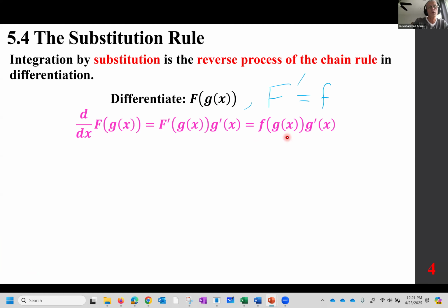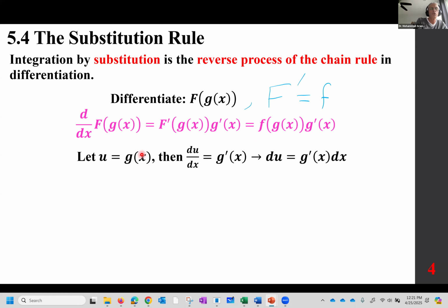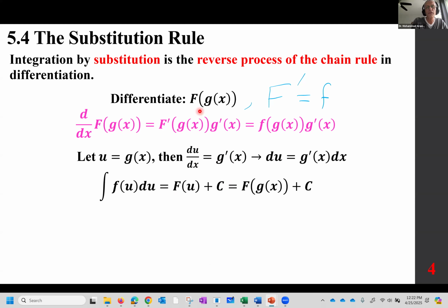So we are going to call this function the u function, therefore it's called the u substitution. If u represents g of x, then du dx is g prime and du is g prime of x dx. So the integral of f of u du is capital F of u plus c, which is capital F of g of x plus c. In other words, you know how to differentiate this to get to this one. So if you integrate this one with respect to x, and of course you have a dx, you must get this function and a constant.